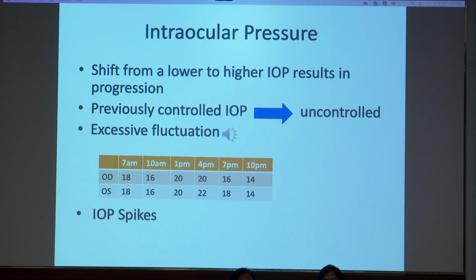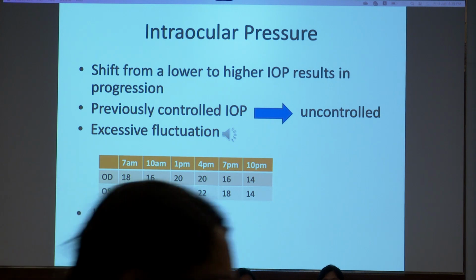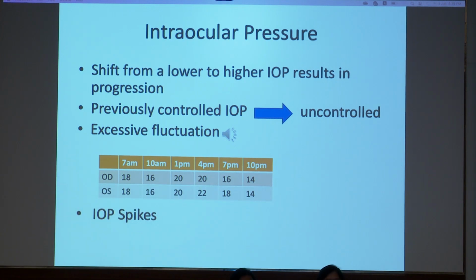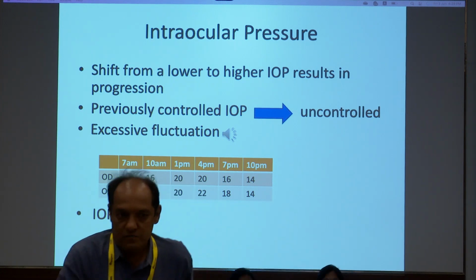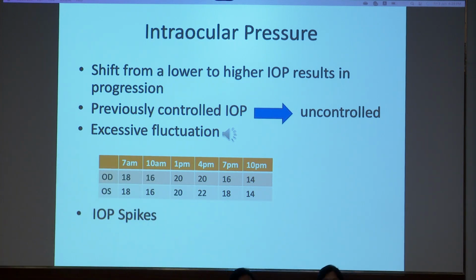Worsening intraocular pressure or a shift from a lower to a higher pressure could be a sign of progression of glaucoma. A previously controlled IOP becoming uncontrolled, or excessive fluctuations or IOP spikes, as can be seen in this diurnal variation chart, is also a sign that glaucoma could be progressing.